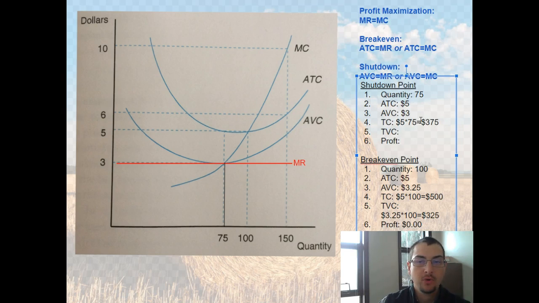What's your total variable cost? Well, it's equal to the average variable cost of $3 times 75 units. That's going to be equal to $225.